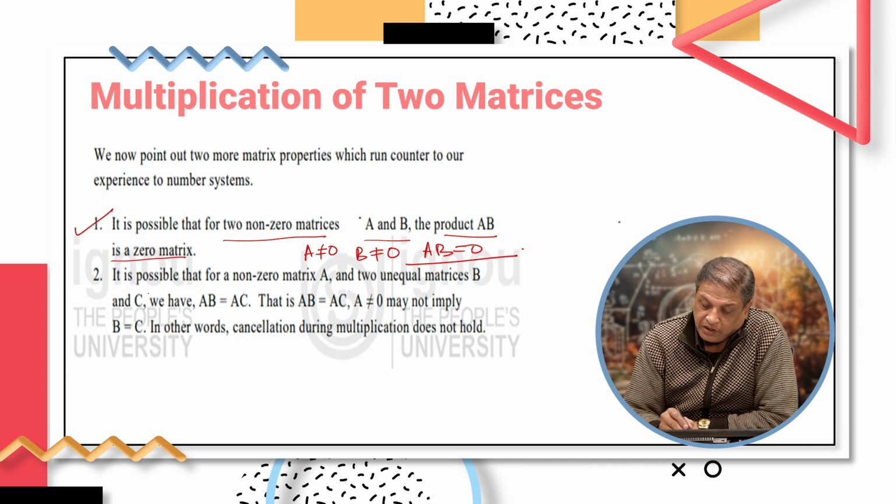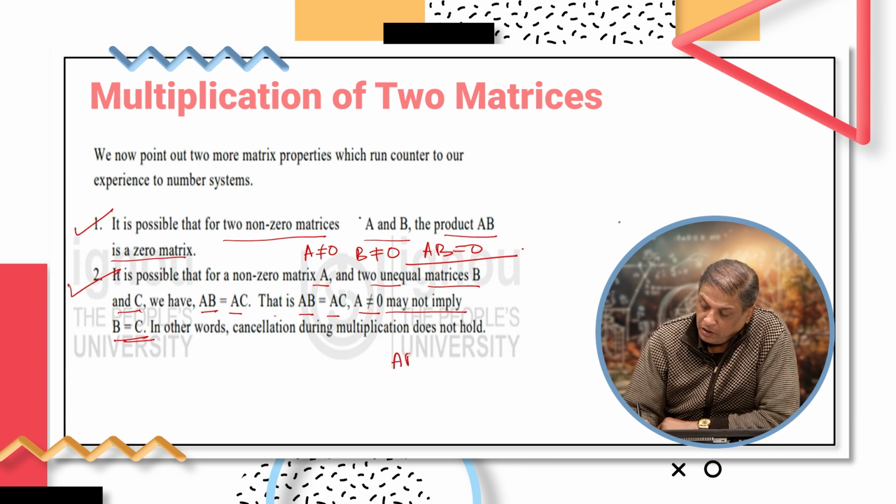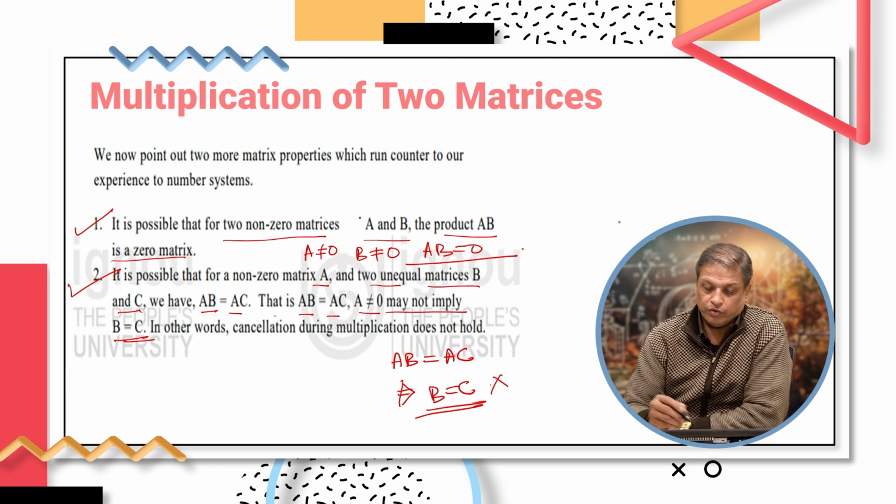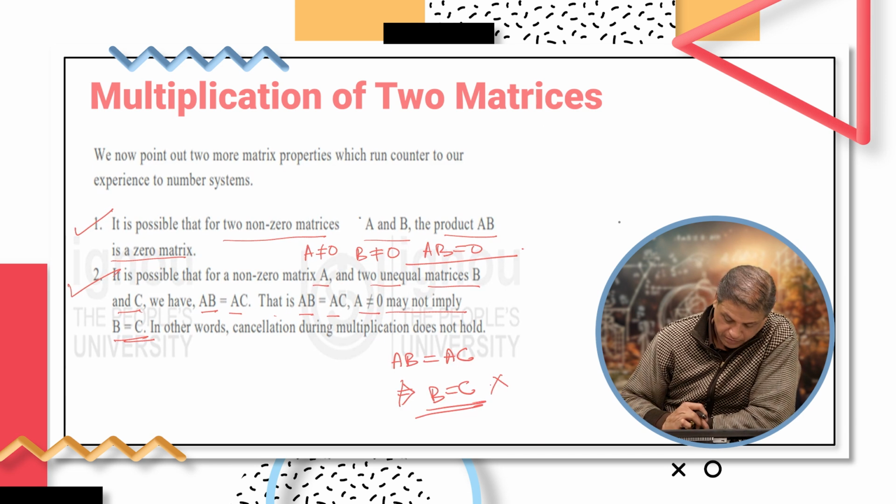The second important observation is that it is possible that for a non-zero matrix A and two unequal matrices B and C, we have AB equal to AC. That is, AB equal to AC when A is not equal to 0 must not imply that B is equal to C. That means if AB is equal to AC, this doesn't imply that B is equal to C. This is not correct. So we will check how this is happening.